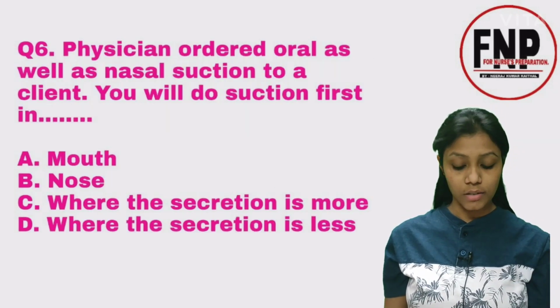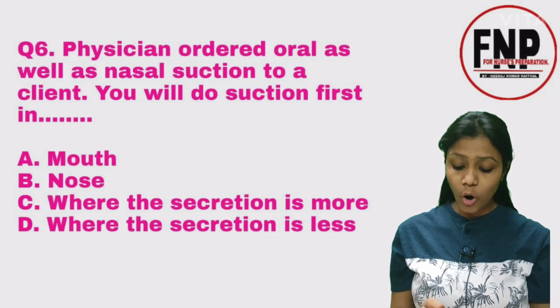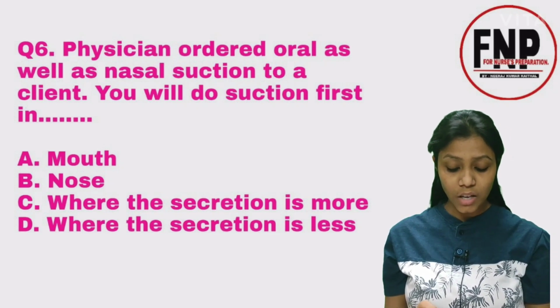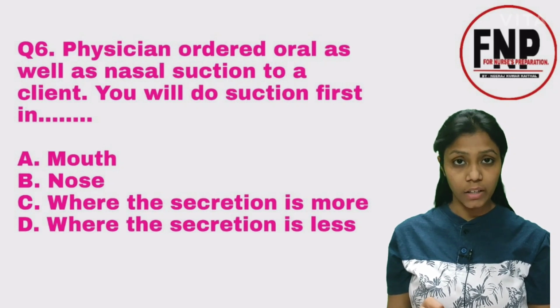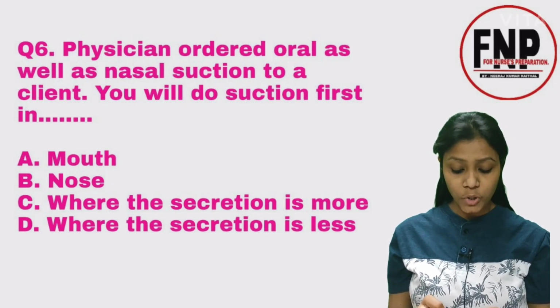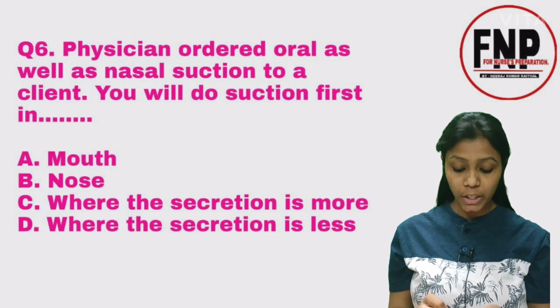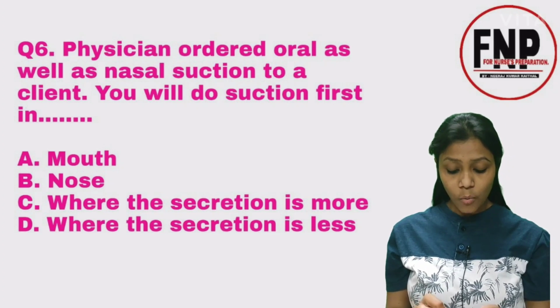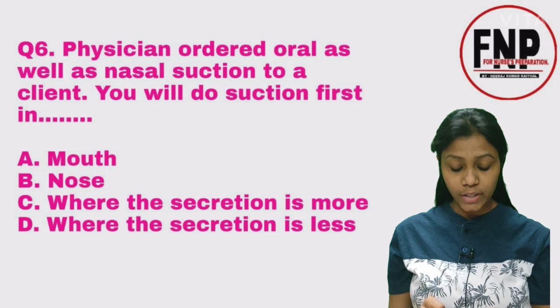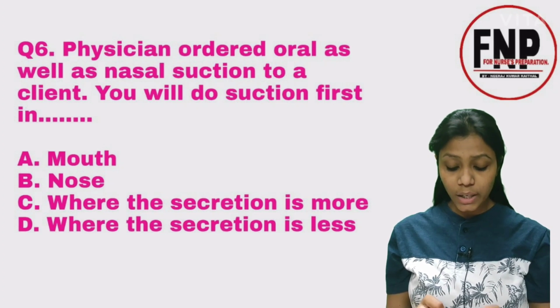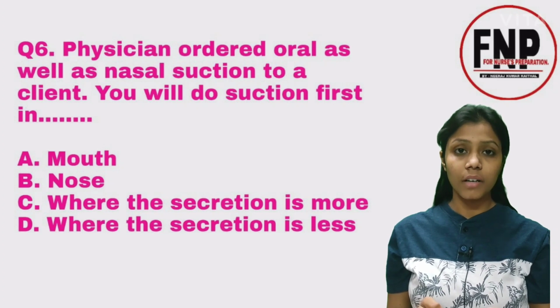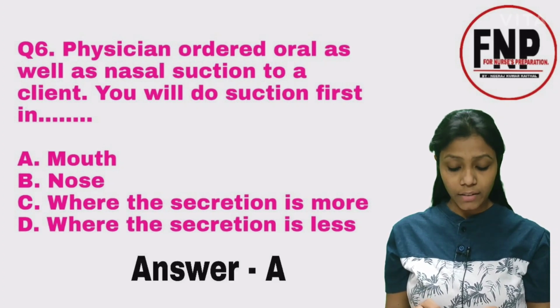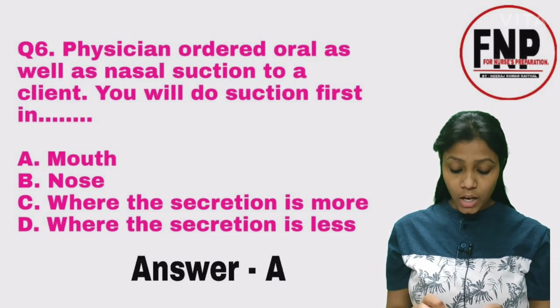Next question is, physician ordered oral as well as nasal suction to a client. You will do suction first in. Your options are option A, mouth, option B, nose, option C, where the secretion is more, or option D, where the secretion is less. The correct answer is answer number A, that is mouth.